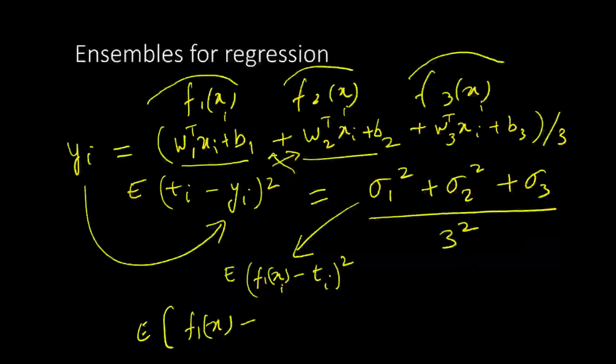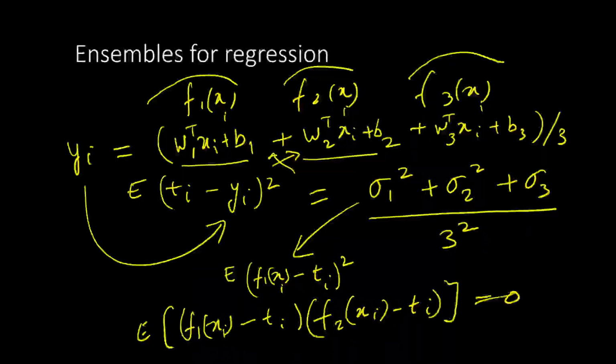That is, the expected value of f1x minus ti times f2x minus ti is 0. Only then is this possible. So they have to be uncorrelated with each other, and that uncorrelated assumption is related to the independence assumption that we were talking about. They are not the same, but they are quite related. Only then will we get a reduction in the variance of the error, and this reduction keeps on going up as we have more and more constituents in the ensemble.